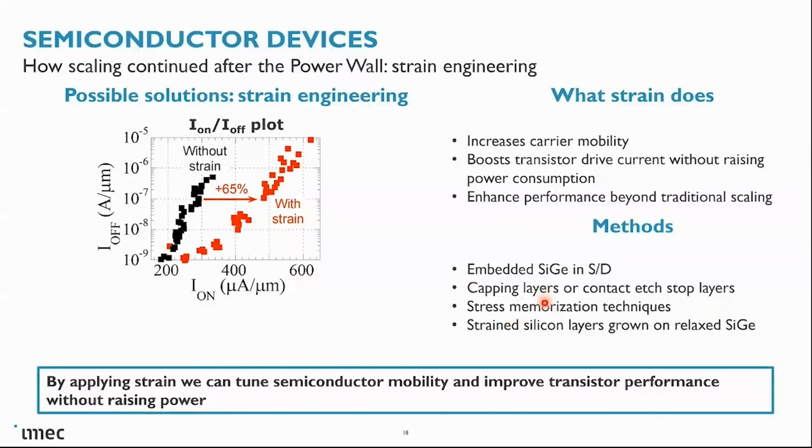There are different methods to introduce strain in a semiconductor device, for example, embedded silicon germanium in source and drain, capping layers, stress memorization techniques, or strained silicon layers grown on a relaxed silicon germanium. By applying strain, we tune the semiconductor mobility and therefore improve transistor performance without raising power.